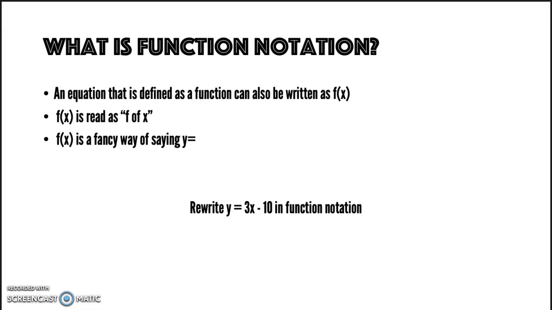So just to show you, at the bottom it says rewrite y equals 3x minus 10 in function notation. So all we're going to do, we know that y equals is the same thing as f of x. So I'm just going to rewrite it exactly like that, replacing that part. F of x equals, and then the rest of it doesn't change, 3x minus 10. All it is is a different way to say y equals.